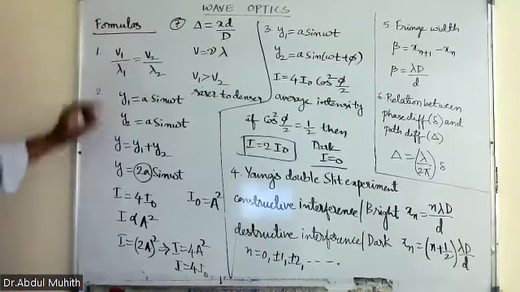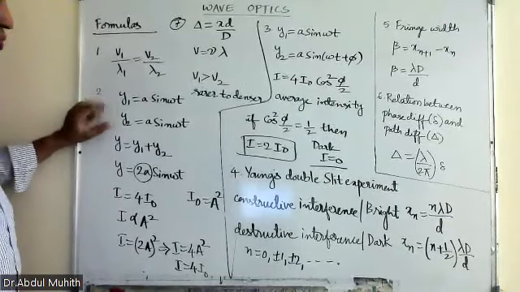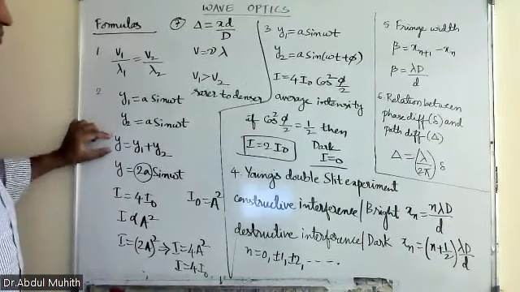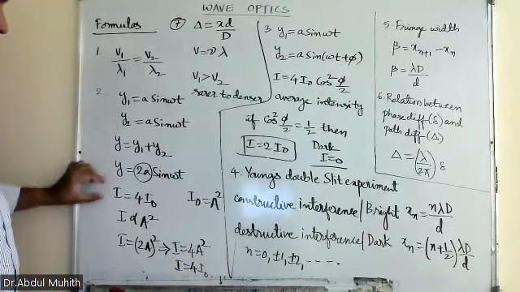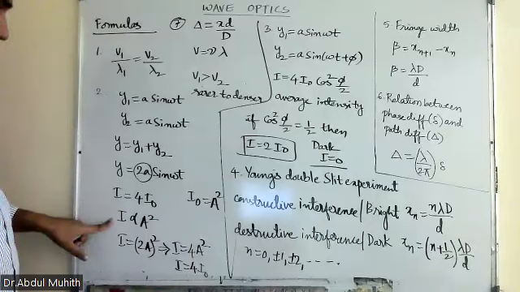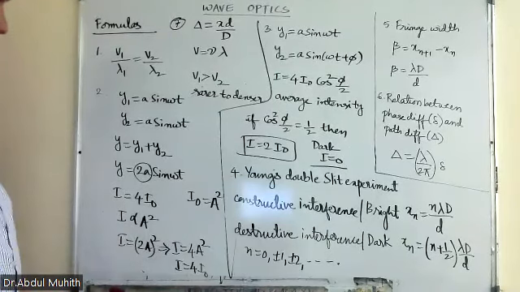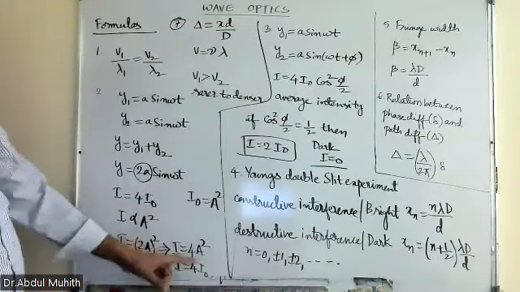The second one is Y1 is equal to A sin omega t, Y2 is equal to A sin omega t. Both are same. Add both of them, so you get 2A sin omega t. The intensity is I equal to 4 I naught. Here I is proportional to A square, so I is equal to 2A whole square, that is equal to 4A square. And here A square is I naught, so 4 I naught.